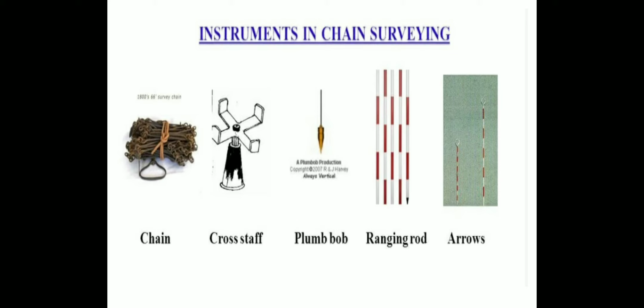The ranging rods are colored white and red to enable easy identification of the station. The ranging rod should be held vertical when we are fixing the survey line. Next are the arrows. Arrows are instruments used to fix the intermediate points when we have a large number of points. Arrows are generally small brass pins inserted at the station point. So these are all the various instruments involved in chain surveying.